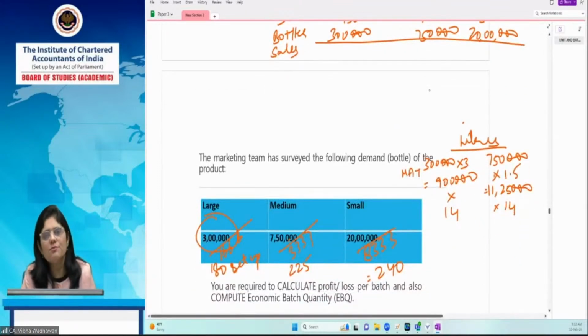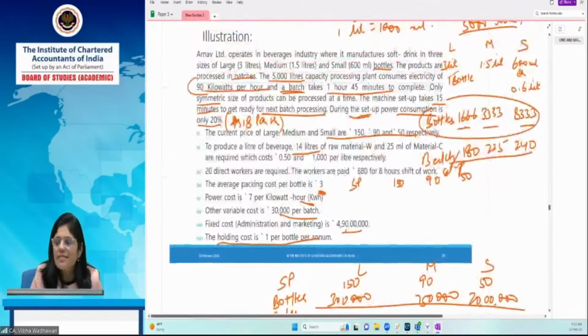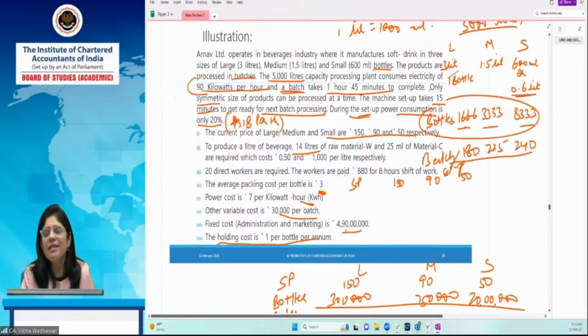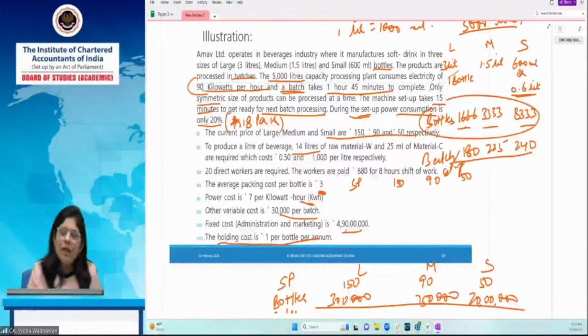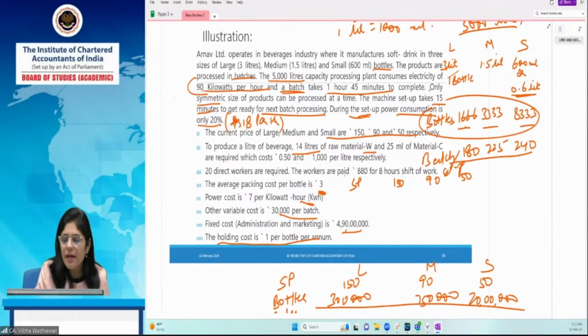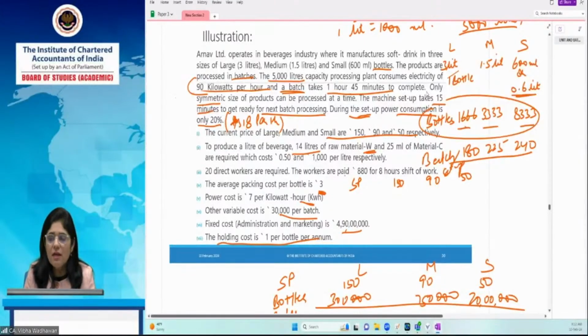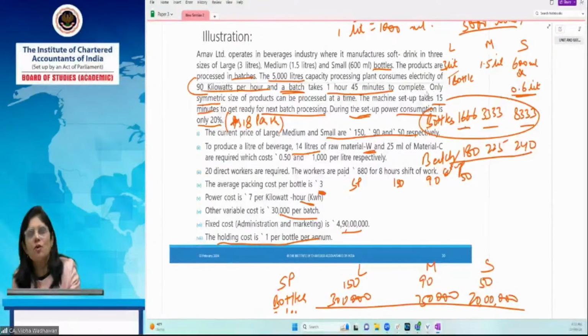Same for small also you can do. So 20 lakh bottles are there. In 20 lakh bottles, 0.6 liter is used. 0.6 liters is used. So these many liters and then into 14 per liter. Clear? So this is one material, only material W. So material W, 14 liters is needed to make 1 liter. Clear? So you should know how many total liters of large, medium and small you require.